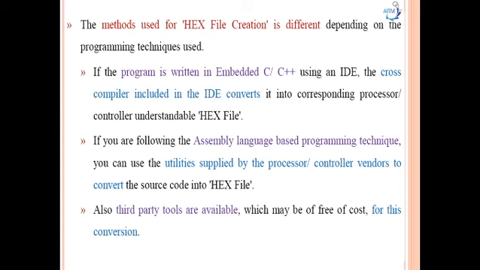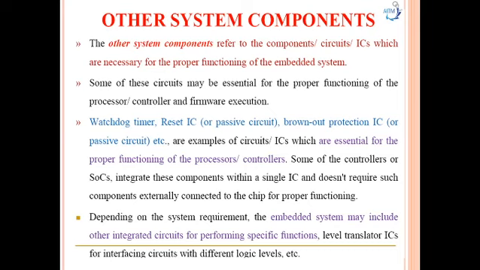Okay. Now coming to the other system components. The other system components refer to the components or circuits or integrated circuits which are necessary for the proper functioning of the embedded system.